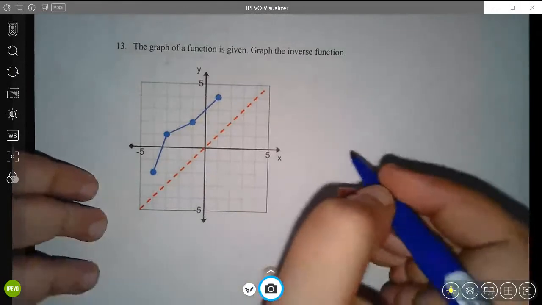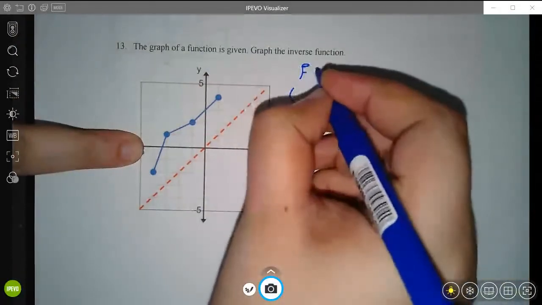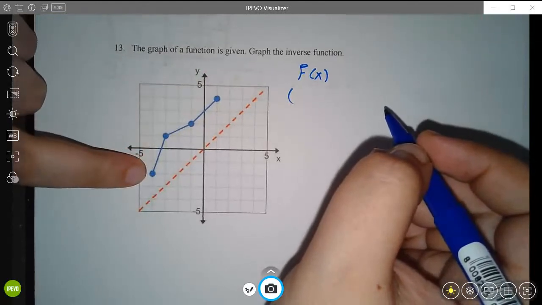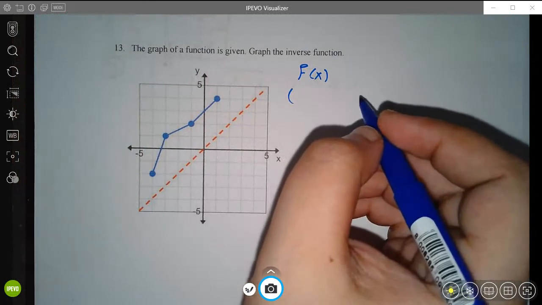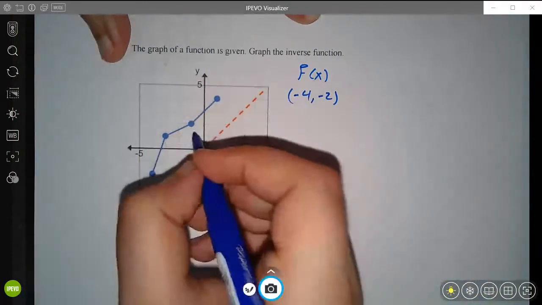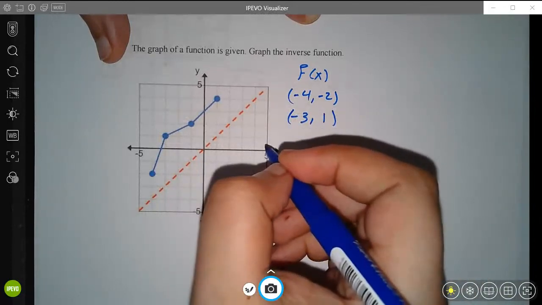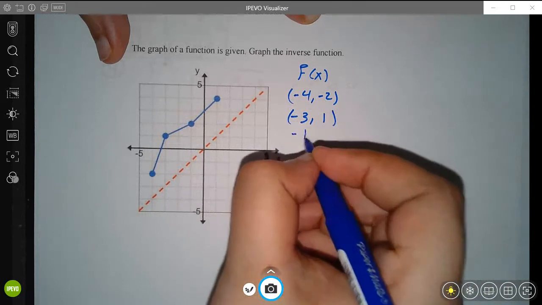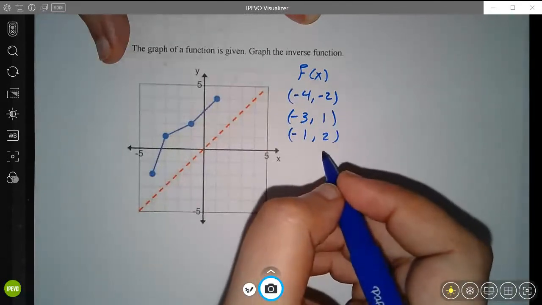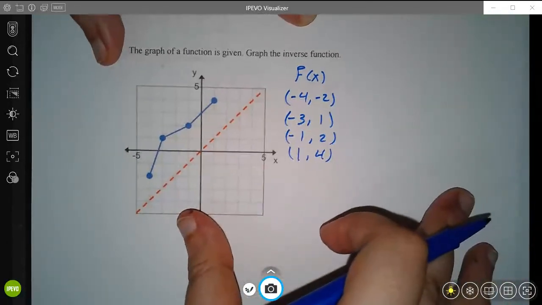So here we go. Let's look at the points for the blue function, which is f of x. Let's start here: -4 for x and -2 for y. So it's the point -4, -2. And then we have -3, +1. And then we have -1 and 2. And the last one is +1 and +4. So that's my f of x.